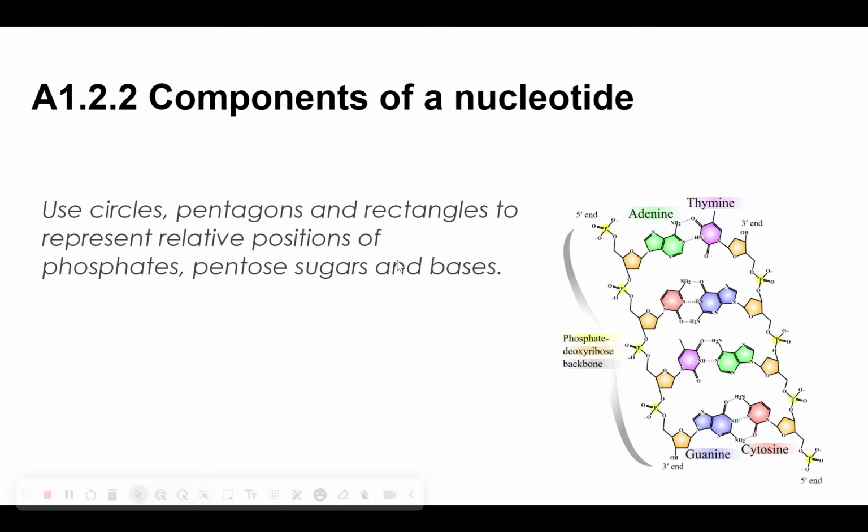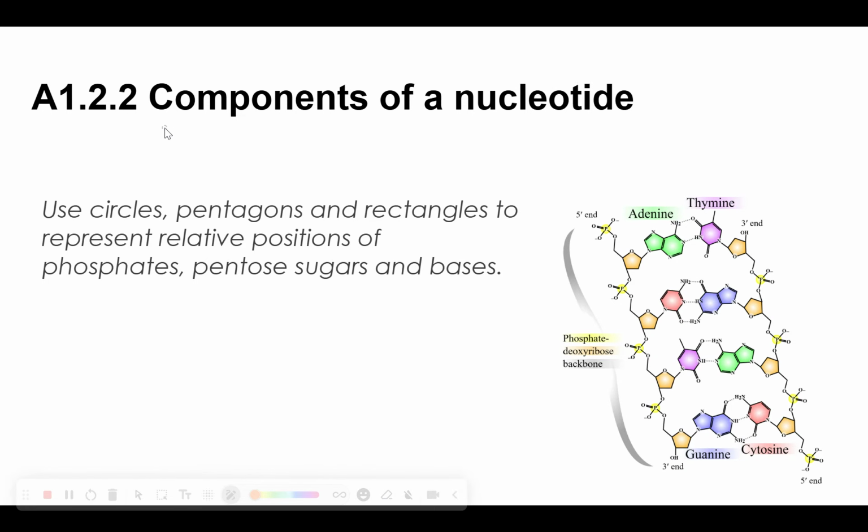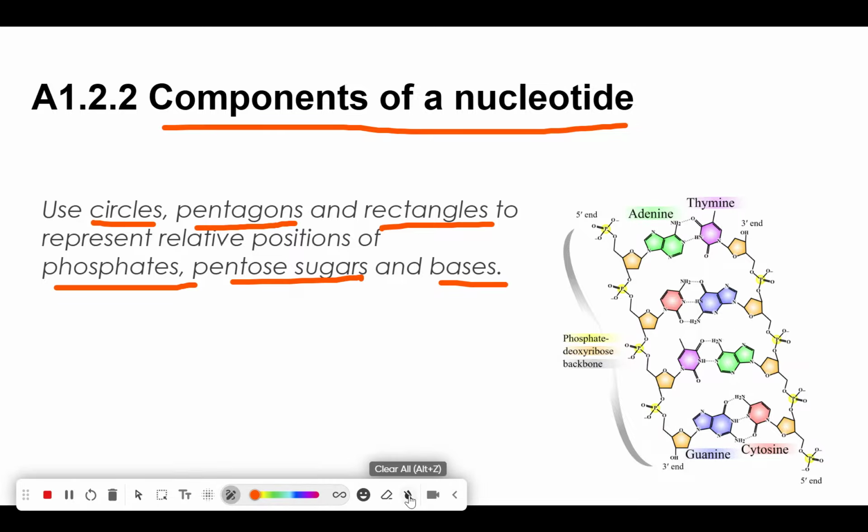All right. Next point of information is components of a nucleotide. So this basic monomer structure, the building block of a DNA polymer, you need to know how to draw this. You can use circles and pentagons and rectangles to represent the relative position of phosphates and pentose sugars and bases. And we will go over how to do that on the next slide.